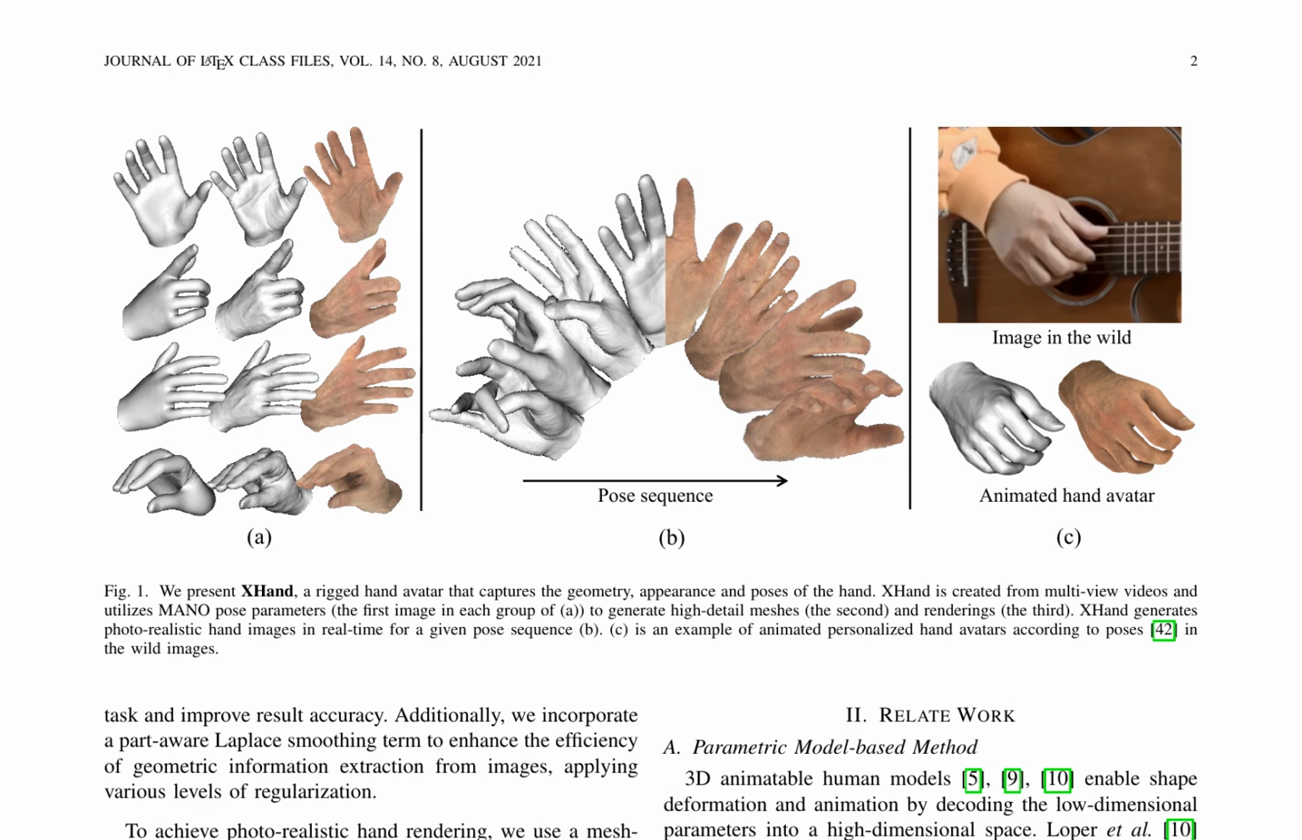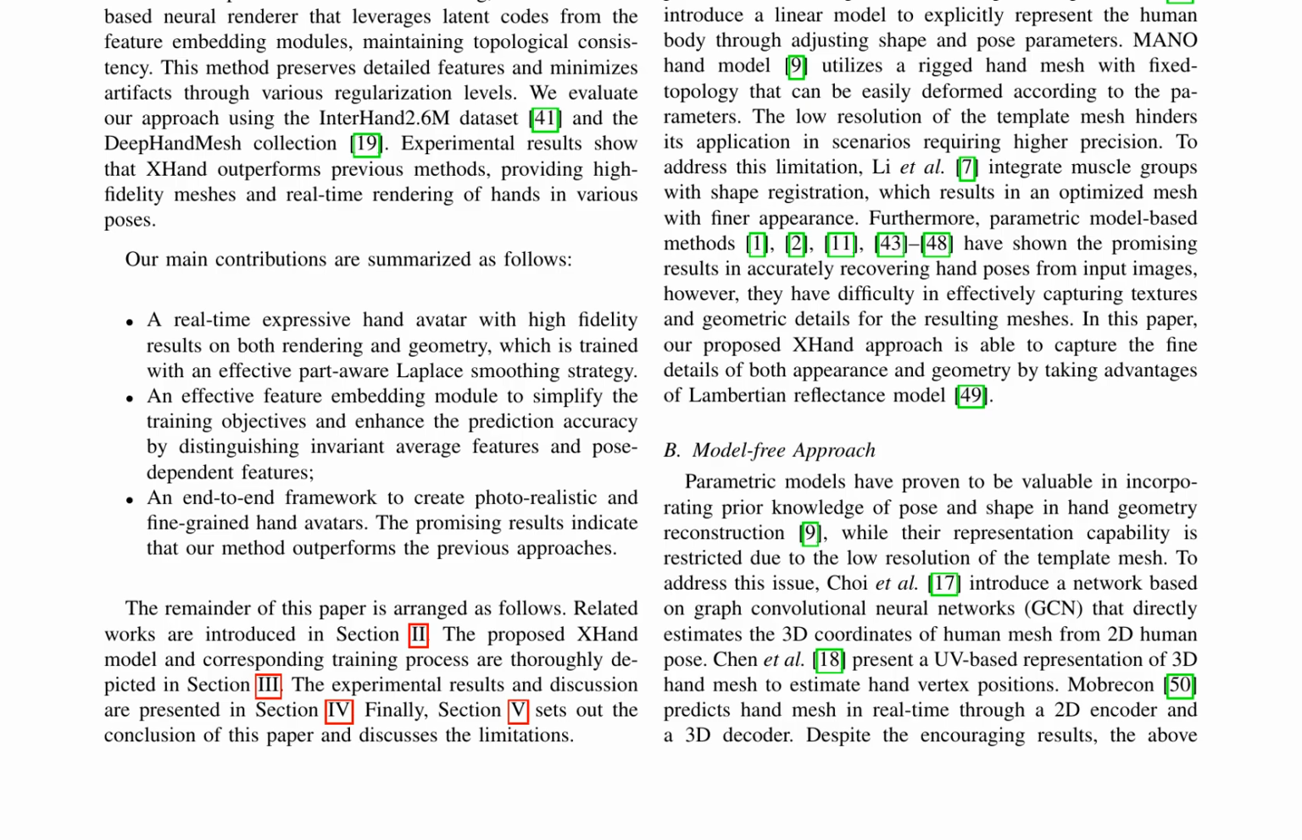The authors evaluate their approach using the InterHand2.6M dataset and the DeepHandMesh collection, demonstrating that XHand outperforms previous methods, providing high-fidelity meshes and real-time rendering of hands in various poses. The key contributions of this paper include a real-time expressive hand avatar with high-fidelity results on both rendering and geometry, an effective feature embedding module to simplify training objectives and enhance prediction accuracy, and an end-to-end framework to create photorealistic and fine-grained hand avatars. The proposed method outperforms previous approaches, as indicated by the promising results.